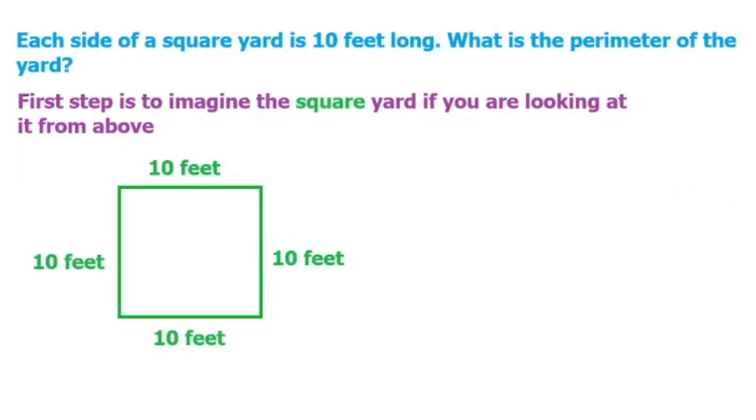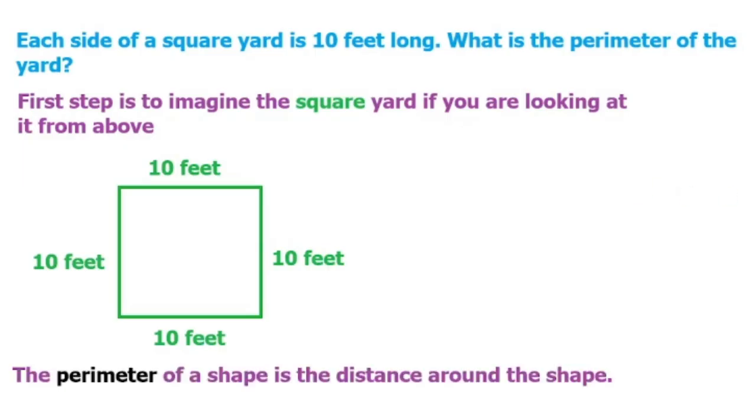We've done these problems before together. And we just have to remember what perimeter is. The perimeter of a shape is the distance around the shape. So what I always say is, think of yourself walking around the whole entire yard. And how far did you walk when you get back to where you started, right?